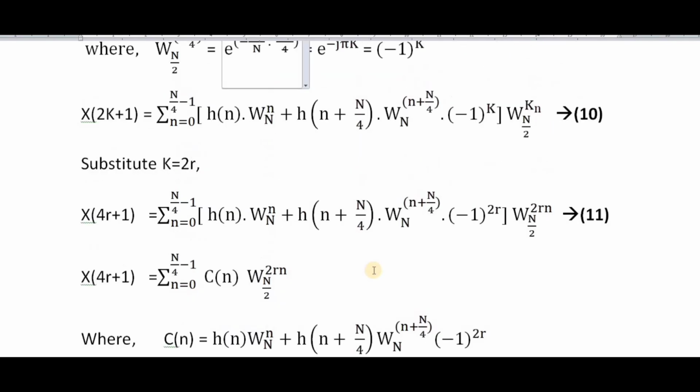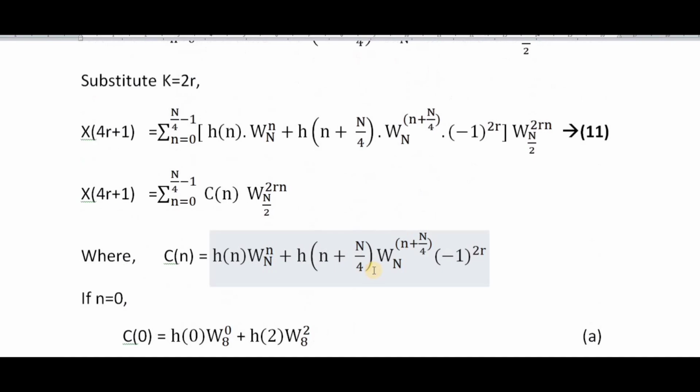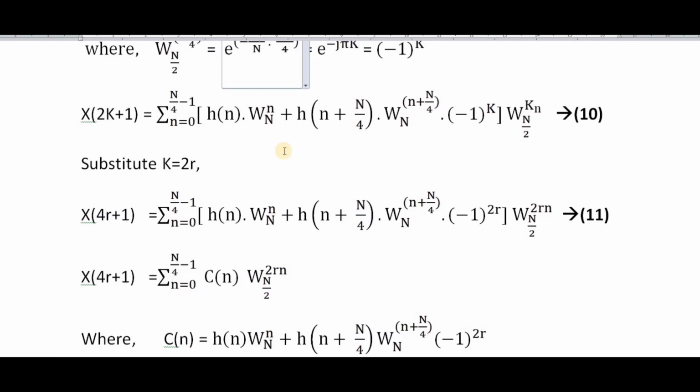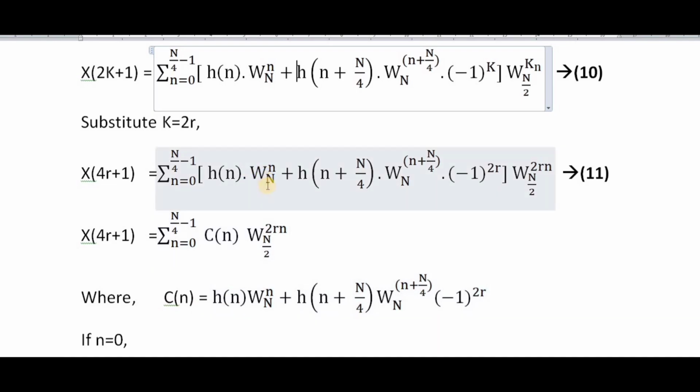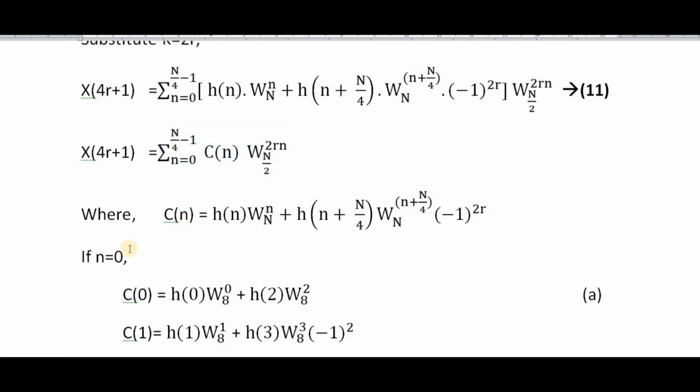So from equation 10, in this term I'm going to substitute k is equal to 2r. If I substitute k is equal to 2r, this becomes 4r, and this becomes 2r, and this also becomes 2r. This whole term I'm going to write as C of n. So what is C of n? C of n is equal to h of n into Wn of n plus h of n plus n by 4 into Wn of n plus n by 4 into minus 1 of 2r. So n ranges from 0 to 1.